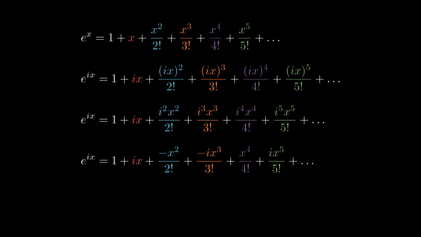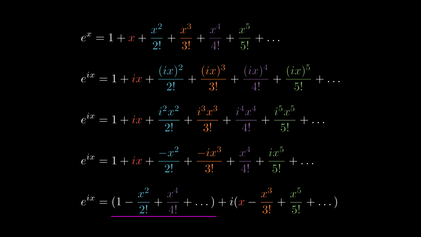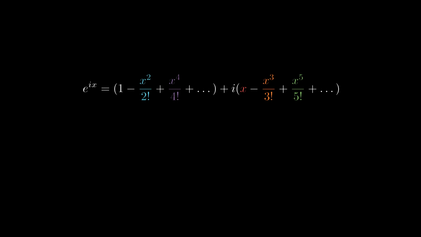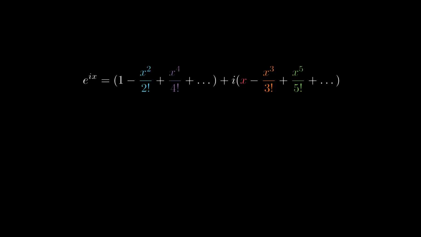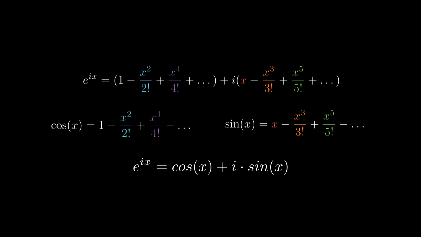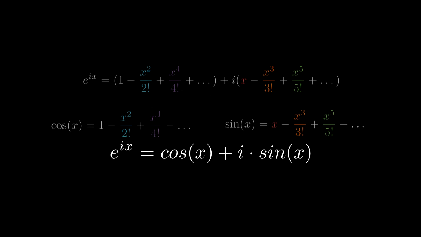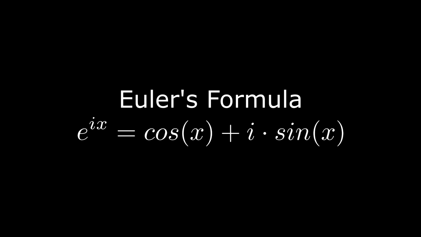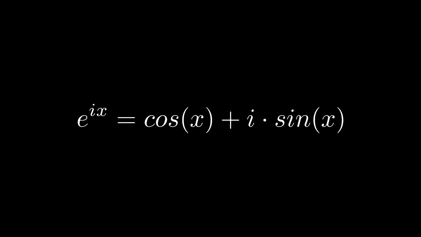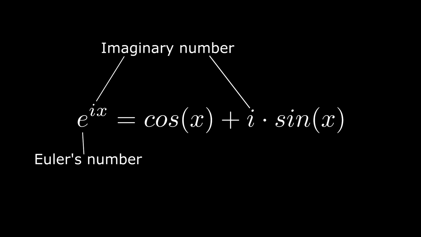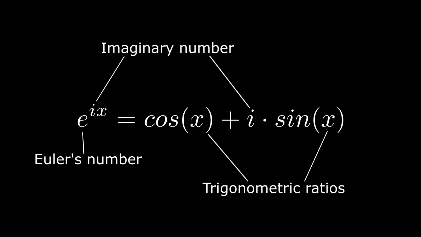By grouping the right-hand side with the real components, or terms without an i, and the imaginary components, or terms with an i, he was left with the following. By realizing that the real component was the Taylor series expansion for cosine, and the imaginary component was the expansion for sine, he discovered this remarkable relationship known as Euler's formula. This formula is fascinating as it forms a relationship between Euler's number, the imaginary number, and the trigonometric ratios.